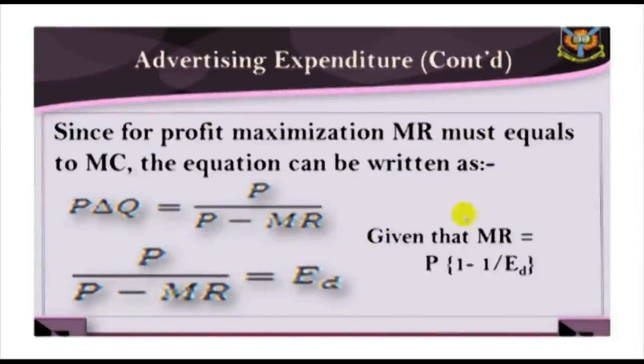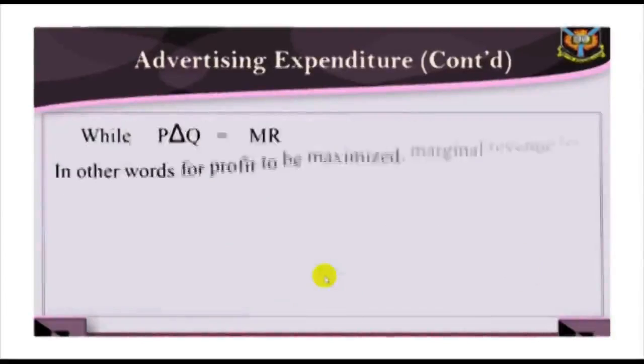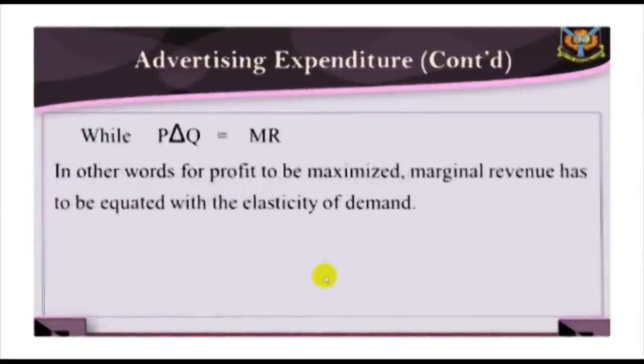Given that MR equals P multiplied by (1 minus 1 over ED), which will give us P over (P minus MR) equals ED, while price times change in quantity equals marginal revenue. In other words, for profit to be maximized, marginal revenue has to be equated with the elasticity of demand.